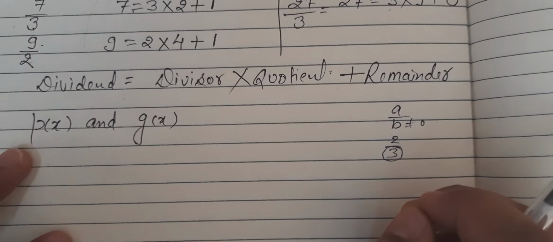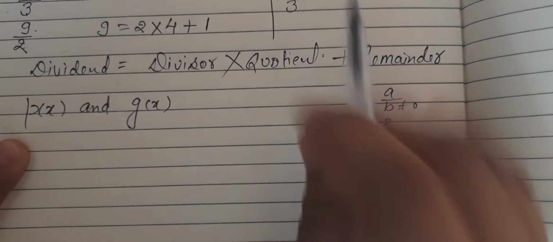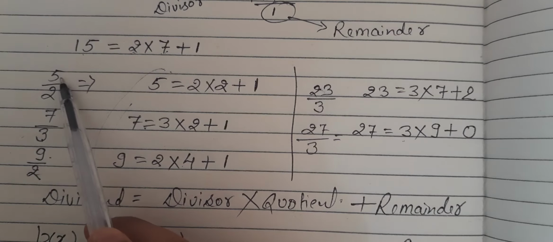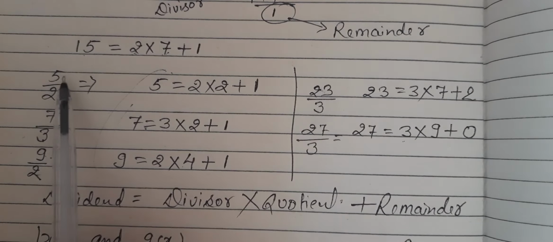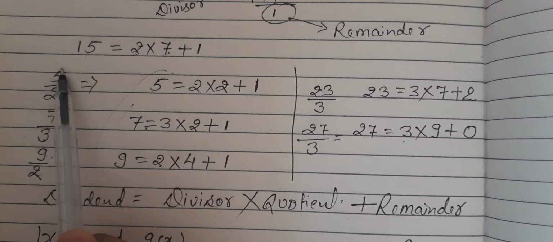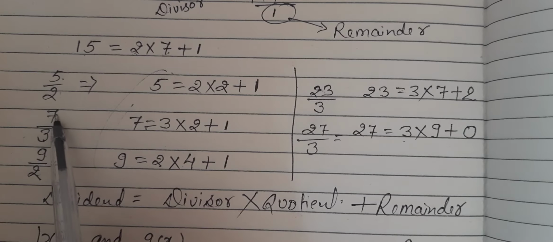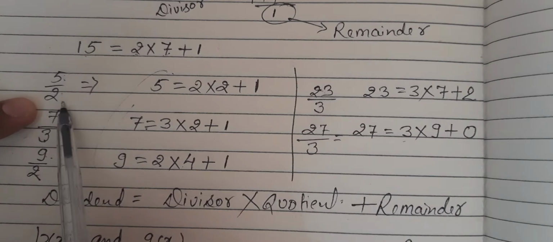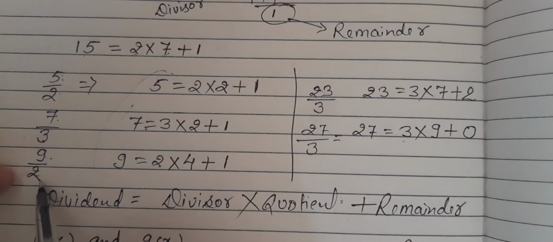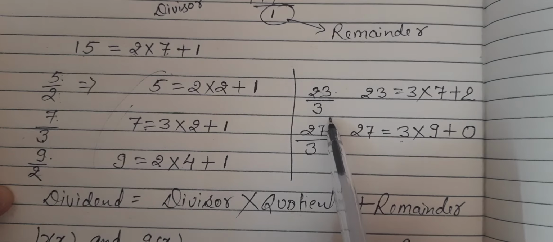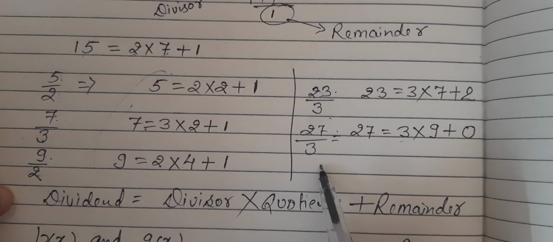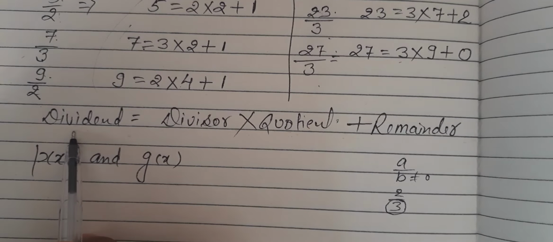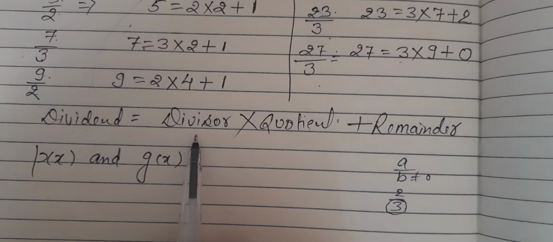Okay. And one more thing, in each case, this dividend is greater than this divisor. 5 is greater than 2, 7 is greater than 3, 9 is greater than 2, 23 is greater than 3, 27 is greater than 3. So in general, the dividend should be greater than the divisor.